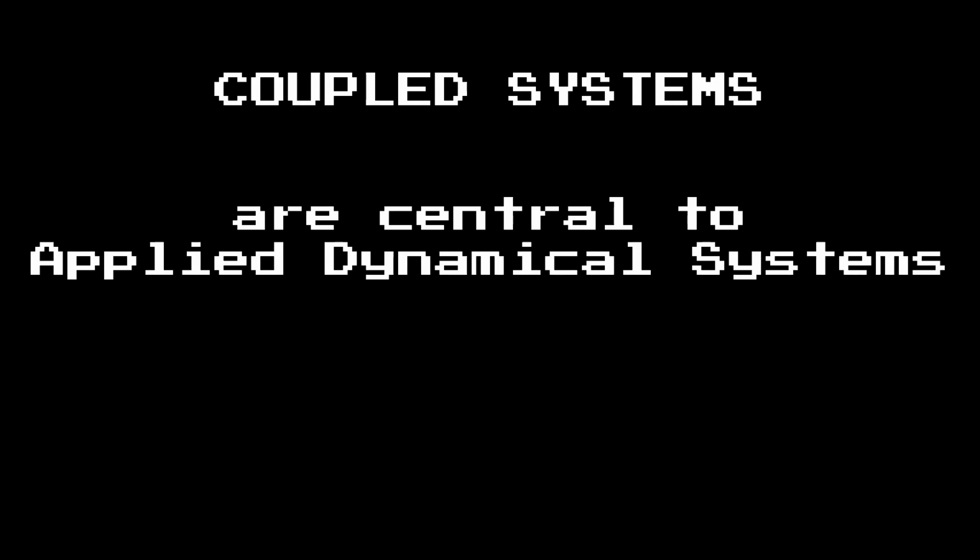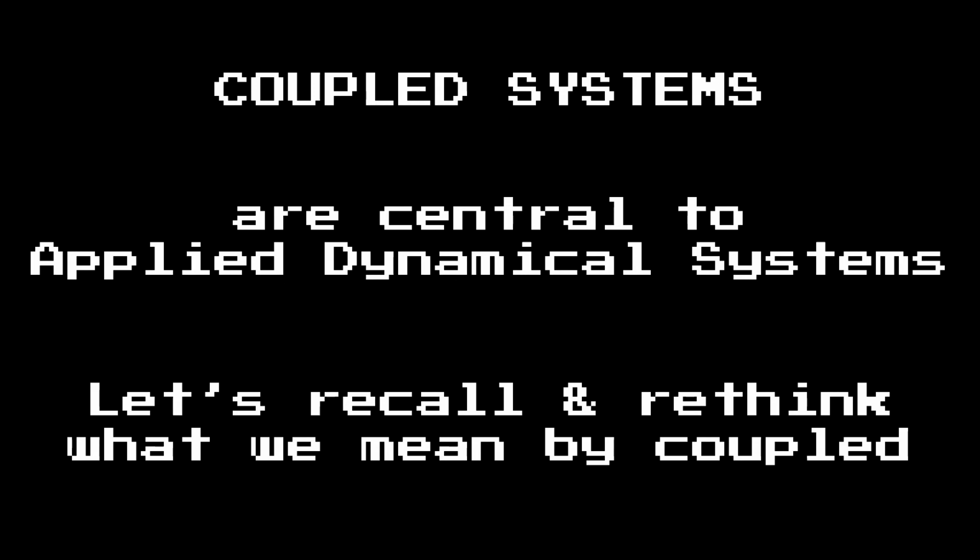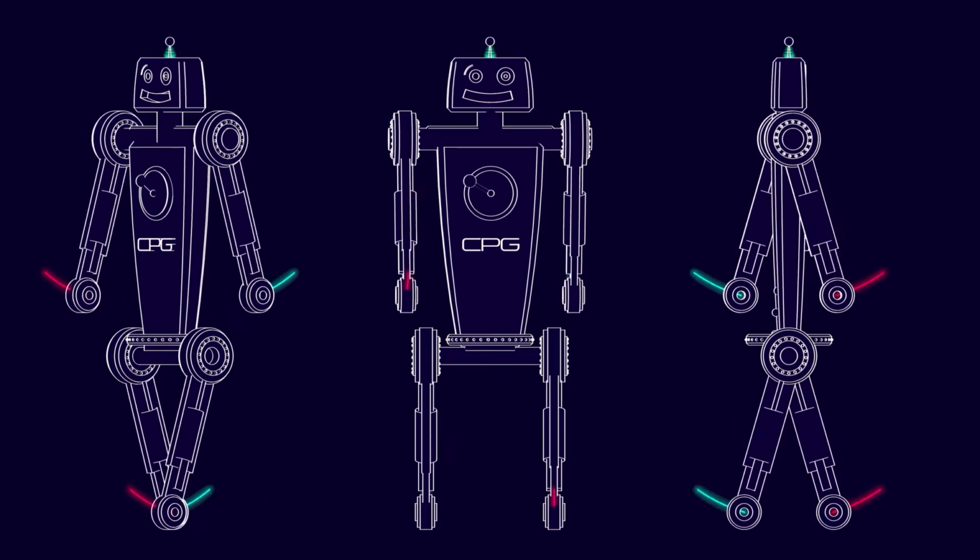Coupled systems are really central to any approach in applied dynamical systems. This is really what applied dynamics is all about. But let's rethink what we mean by coupled and decoupled systems. Back in Volume 1, we spent a little bit of time talking about coupled systems.